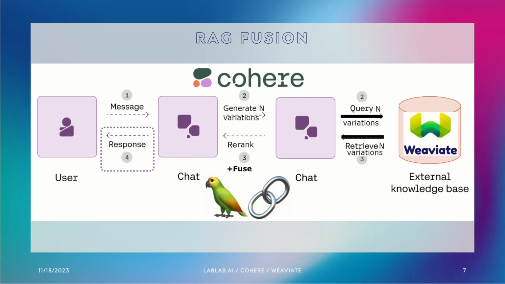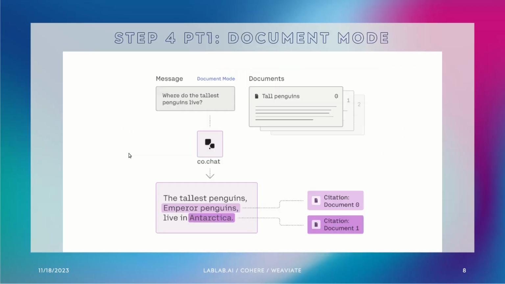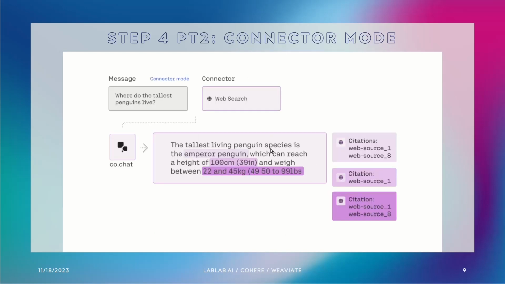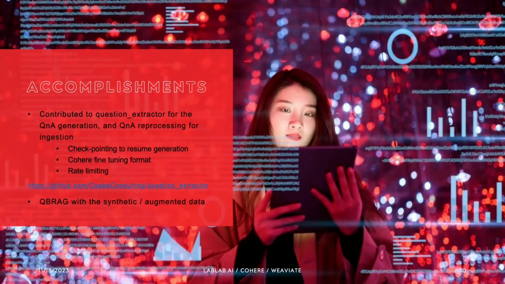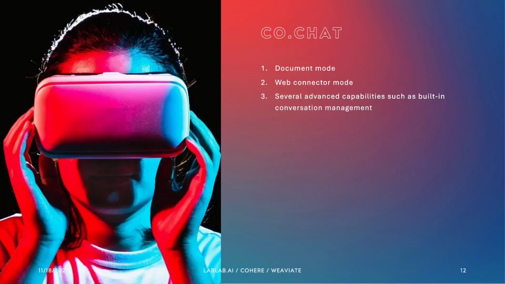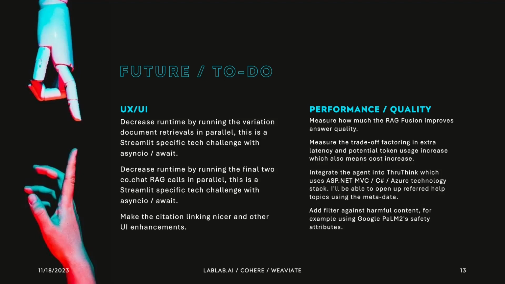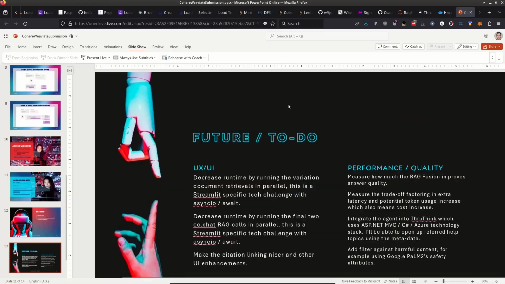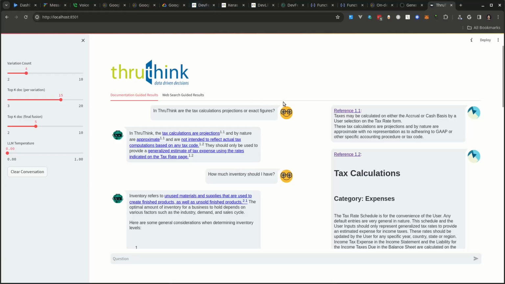And as the last step, I don't even do just one RAG, because Cohere Chat is both capable of a document mode with citations and also a web connector mode, also with citations. So I do both of these and provide it to the user. I contributed back to open source projects along the route, and Streamlit is my UI platform, which hosts the application. And I have a lot of future things to do, but let's see the application.